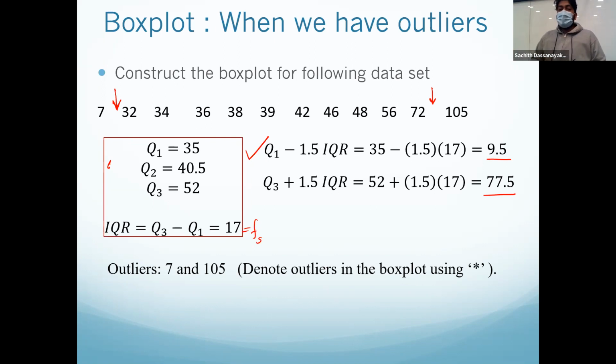Clear? Okay, I use the same example to explain minimum and maximum as well. Once you consider everything, in the first place, I need to find the minimum and maximum. Without considering these calculations, what is the minimum and maximum? 7 and 105, right? But once you figure out what the outliers are, then you have to change your minimum and maximum. Okay. So now this is the boundary.